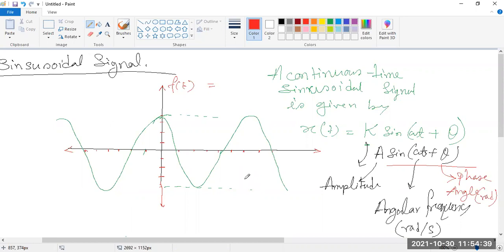And the time period of the continuous time sinusoidal signal is how much it covers for one cycle. This is one cycle. So this is given by T equal to 2 pi by omega. This is the time period.